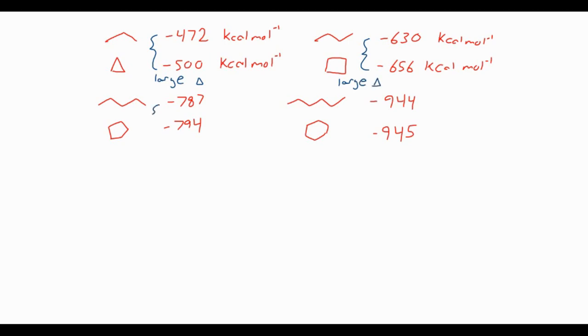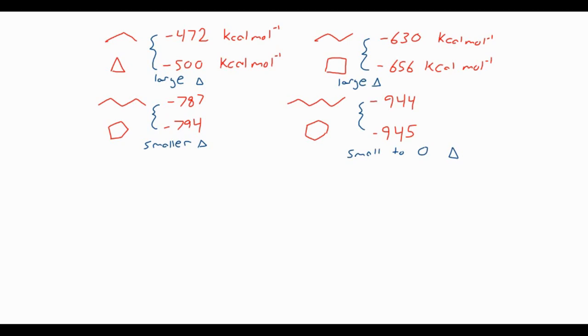And then maybe we have a slightly smaller difference here for pentane versus cyclopentane. And then we see that hexane versus cyclohexane, those are basically almost the same value. So small to 0 difference. And that's very important because, like I said, we can use the heat of combustion to determine how much ring strain exists in a certain compound.